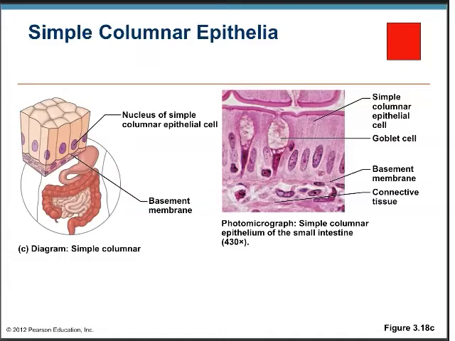Locations where we find it: it lines the digestive tract. It also lines the upper respiratory system. It functions in secretion and absorption, and ciliated types again propel mucus or reproductive cells. Okay, this particular slide is taken from a section of small intestine.